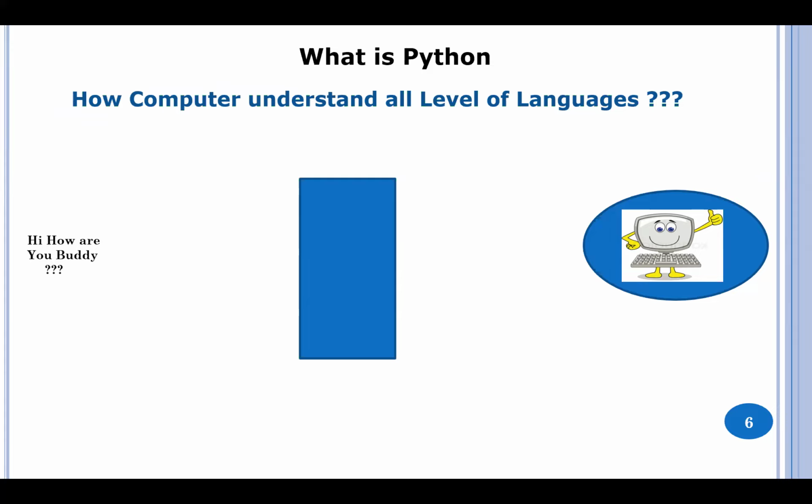But the thing is, when we are writing the program in English, how will the computer understand this language? Because that is for sure, कि computer cannot understand English. Computer can understand only binary language 010101.